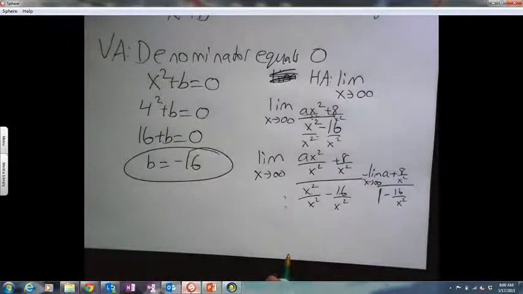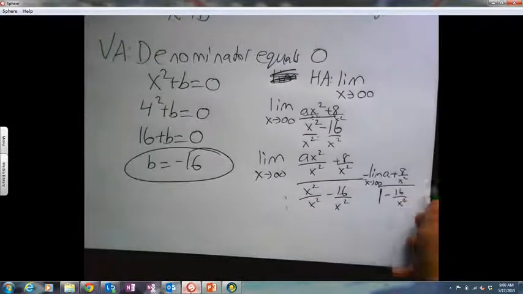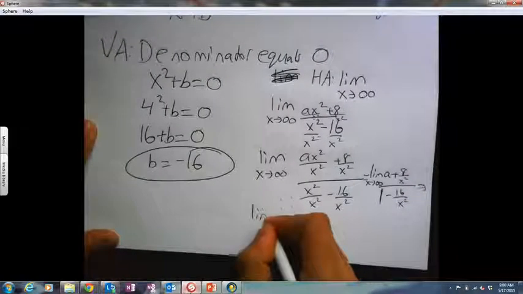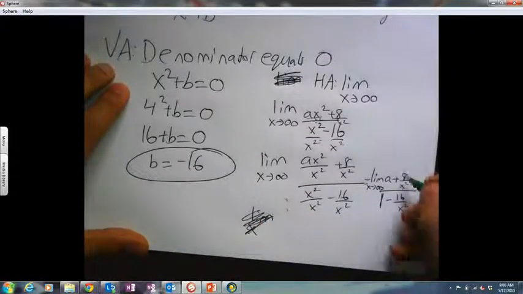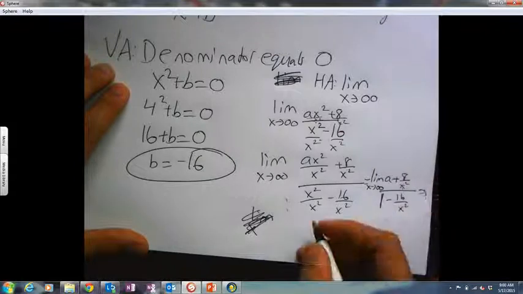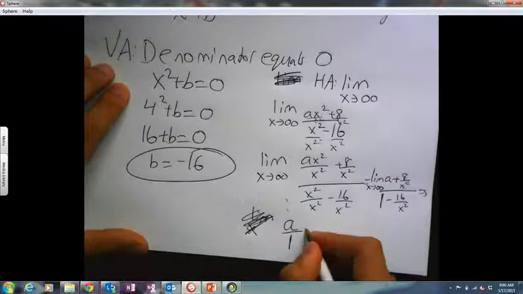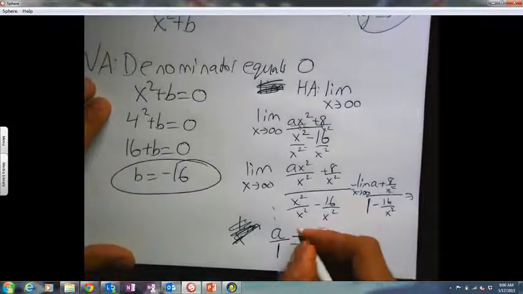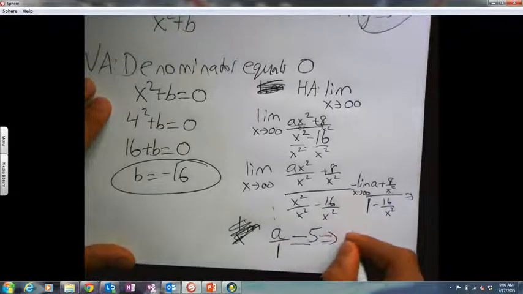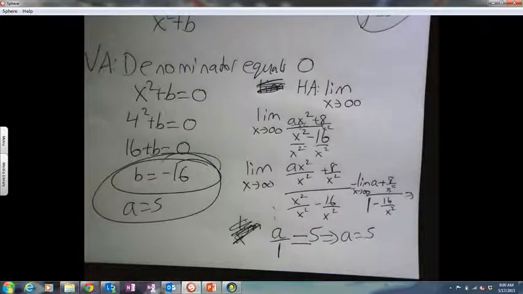So when I plug in infinity, 8 divided by infinity is 0. 16 divided by infinity is 0. So this is really just a over 1, because this is 0 and this is 0. And that has to equal 5, because that was the horizontal asymptote. a over 1 equals 5. Therefore, a must be 5. So a is 5, and b is negative 16. And that is answer choice E.